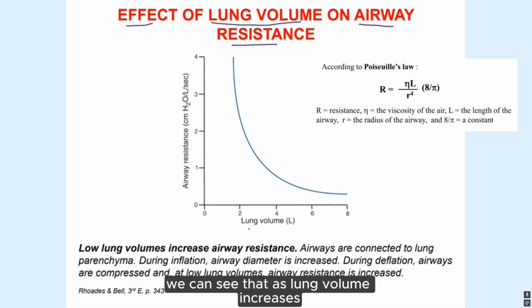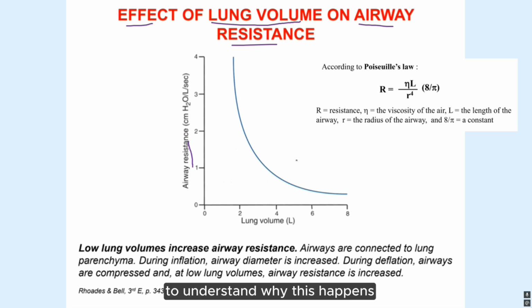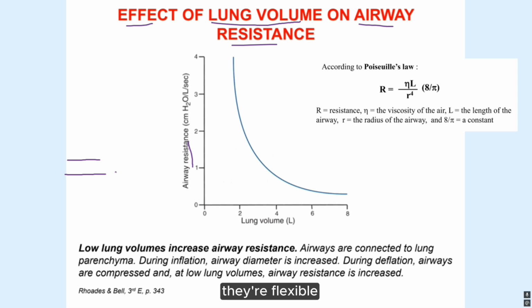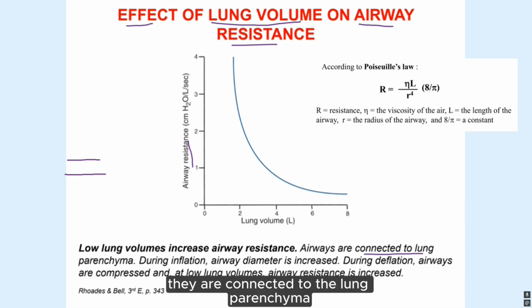So this slide talks about the effect of lung volume on airway resistance. We can see that as lung volume increases, the airway resistance is actually decreasing. To understand why this happens, you must understand how the airways are. The airways in our body are not rigid pipes. They're flexible. They are connected to the lung parenchyma.